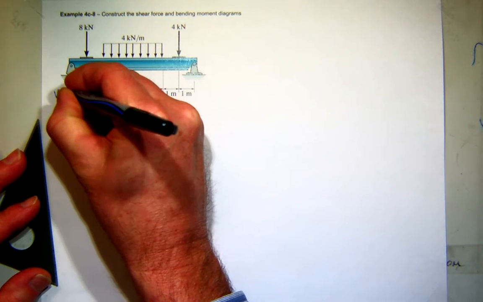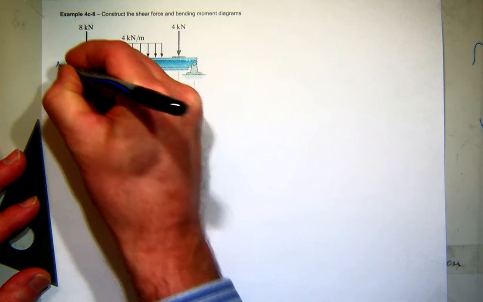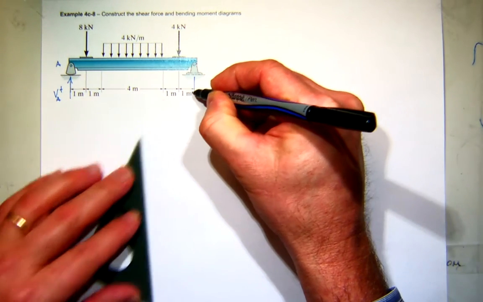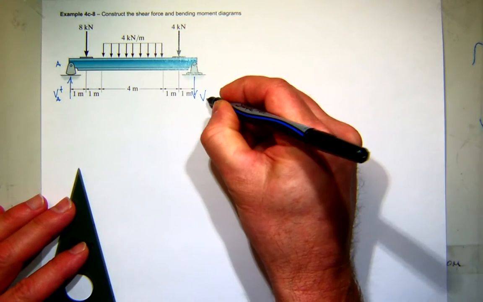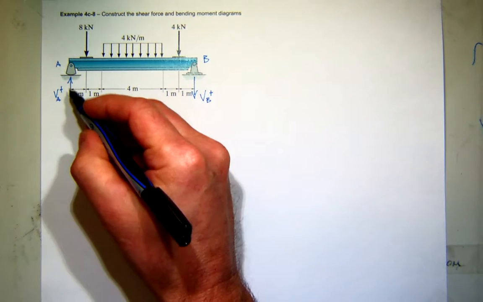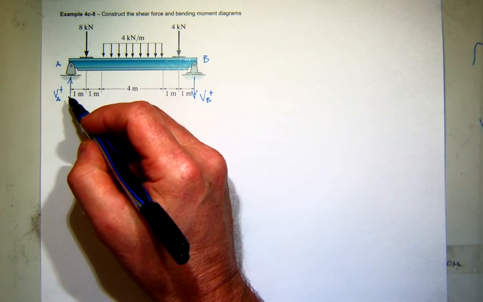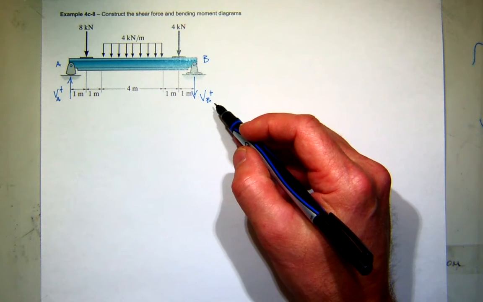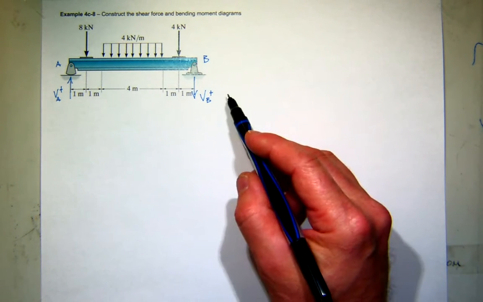So I'm going to start by assuming positive shear. I'm going to call this point A, so that's the shear at A. And then over here on the right side, this is going to be my positive shear at B. Now remember, on the left side, positive shear is up, and on the right side, positive shear is down. So it looks a little weird, but those are both positive shears.